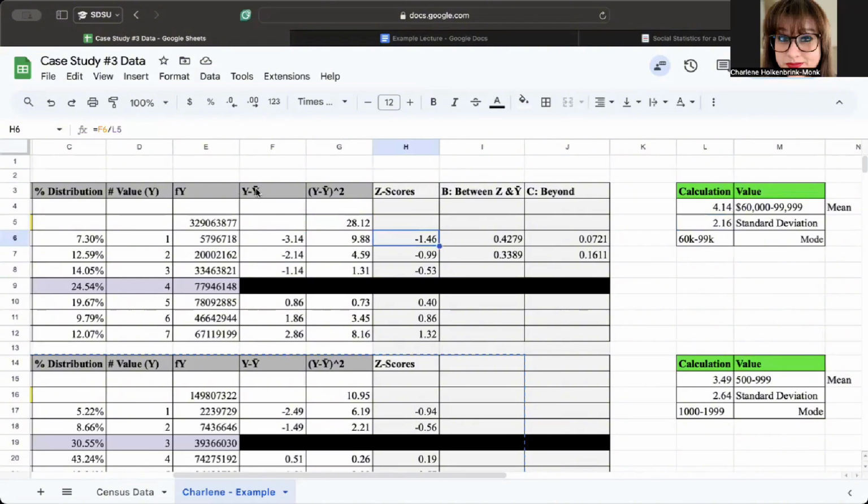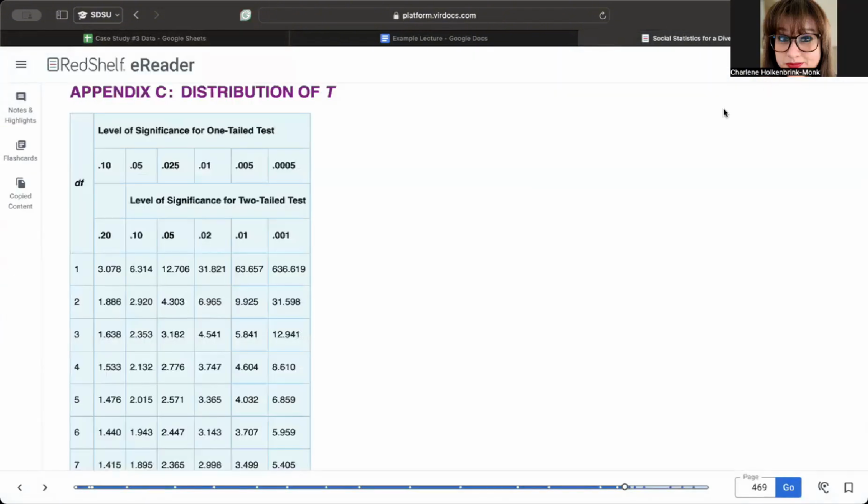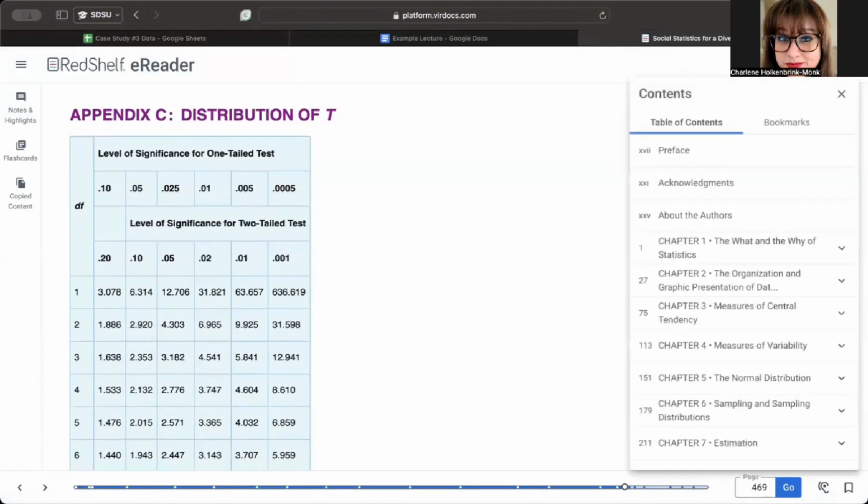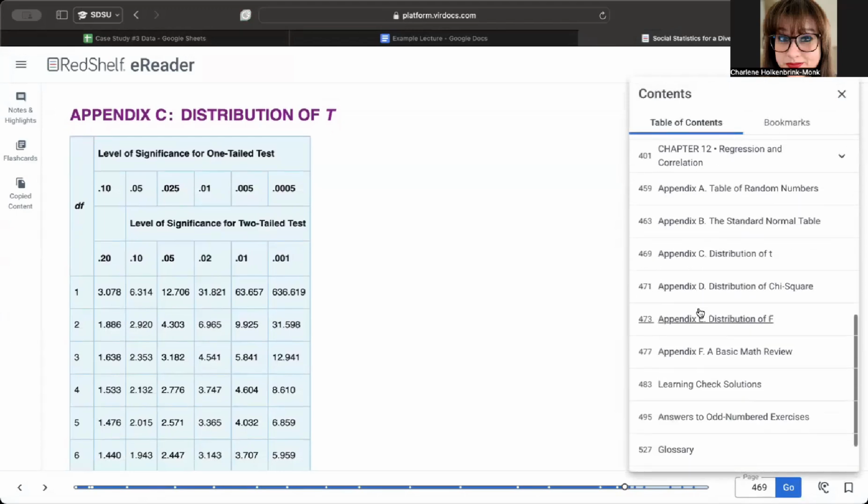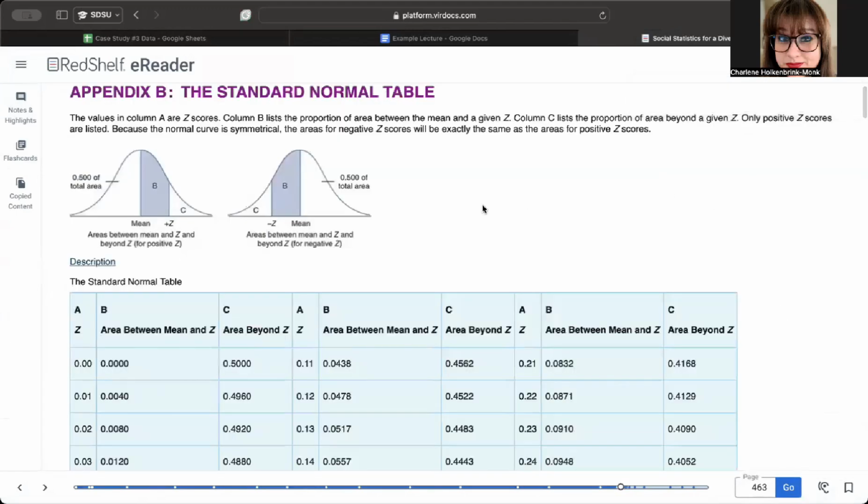Z-scores is just your y. So all of these here, your y minus your mean, divided by your standard deviation. So I took this right here and divided by my standard deviation, and that's what gave me this here. Then I go into the back of the textbook, into Appendix B. So you're going to go into Appendix B right here, and you're going to look for your Z-score.